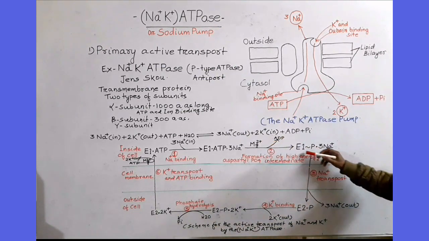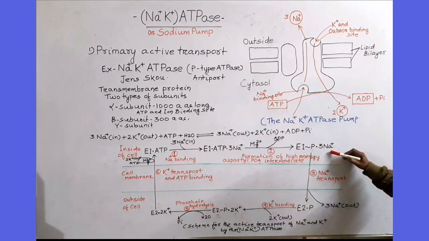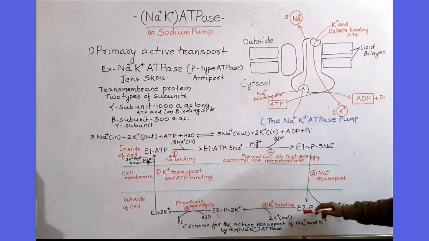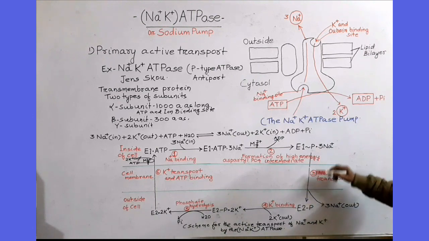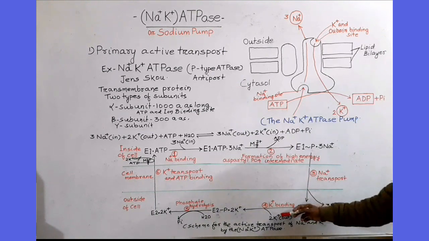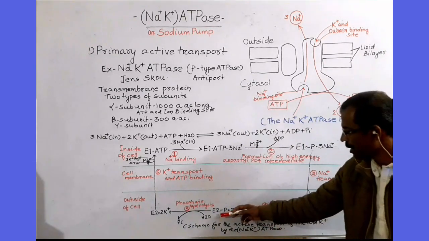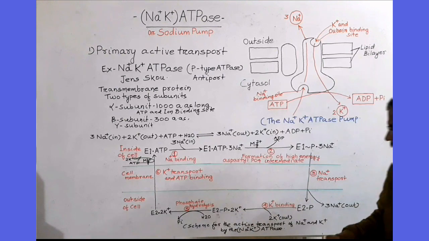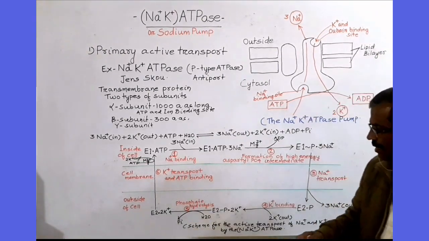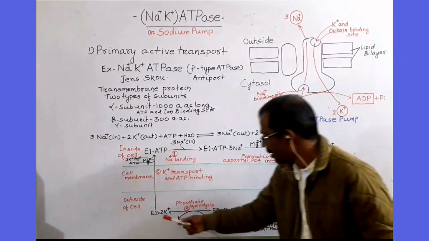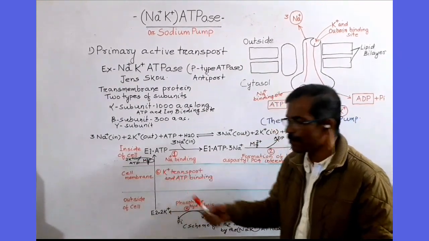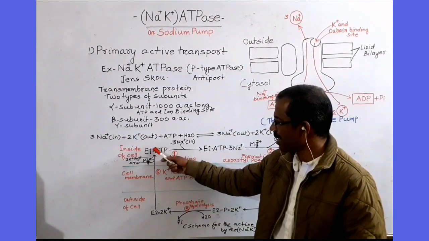In the third step, this high energy aspartyl phosphate intermediate relaxes to form the low energy state, that is E2P. In this step, 3 sodium ions are released outside the cell, that is, sodium ions are transported from inside the cell to the outside. In the next step, E2P binds with 2 potassium ions to form the E2P 2K+ complex. In the next step, this phosphate group is hydrolyzed and the E2 2K+ complex is formed. In the last step, the E2 2K+ complex binds with ATP and releases 2 potassium ions inside the cell, thereby completing the transport cycle.